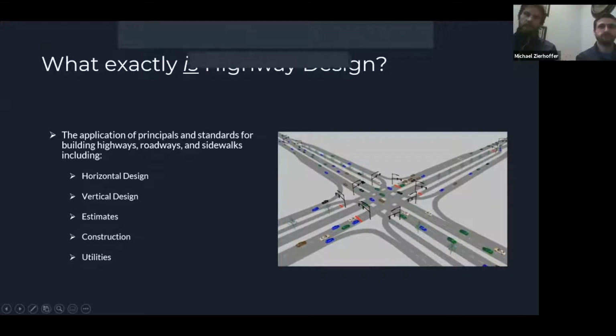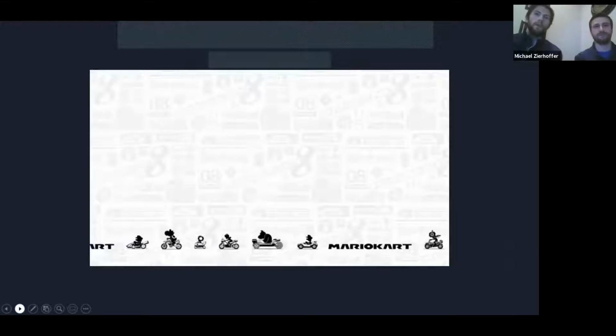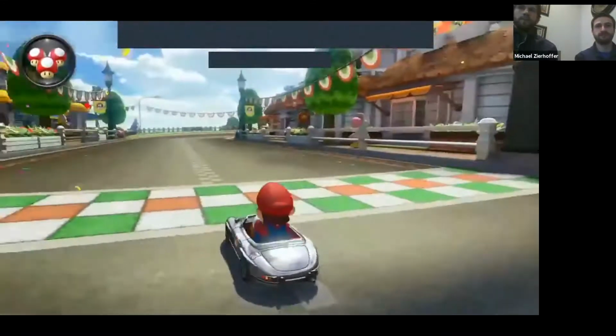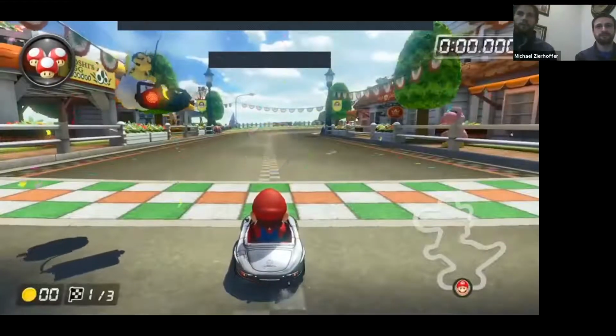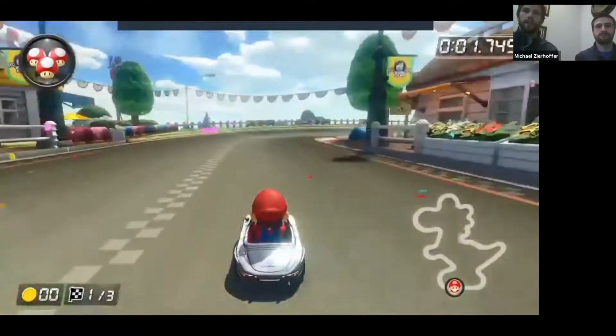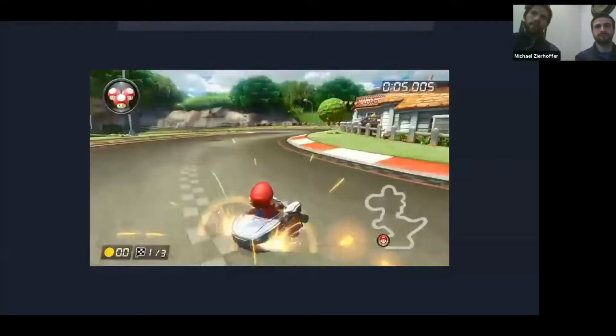It sounds fairly complicated, but it's a lot of concepts that you've probably seen and not really thought about too much. So we've thought of this way to show that. So it seems a little goofy, but there's actually a ton of concepts within Mario Kart that you'll see relate to everyday roads and transportation and driving. So we're going to go through some of the issues that might pop up that we do have to address as part of our jobs.